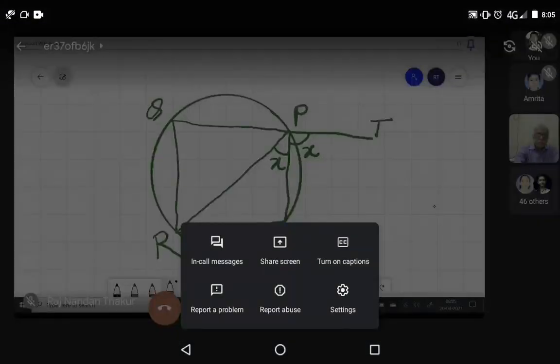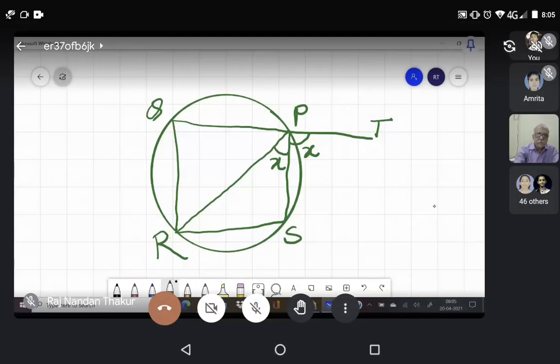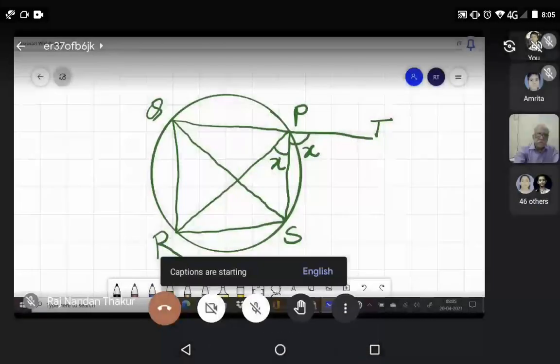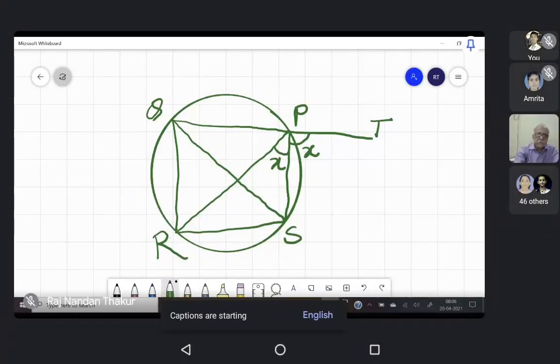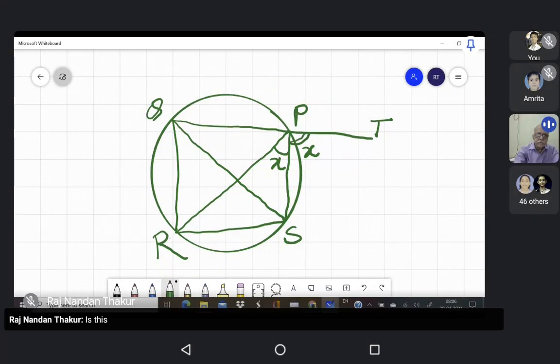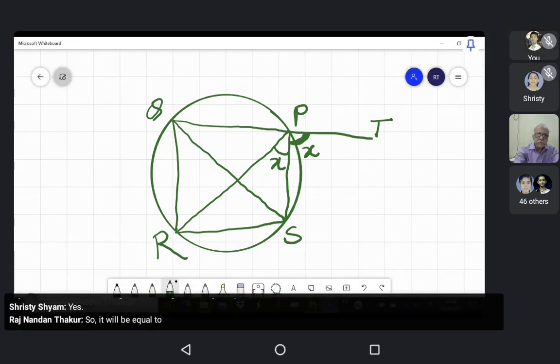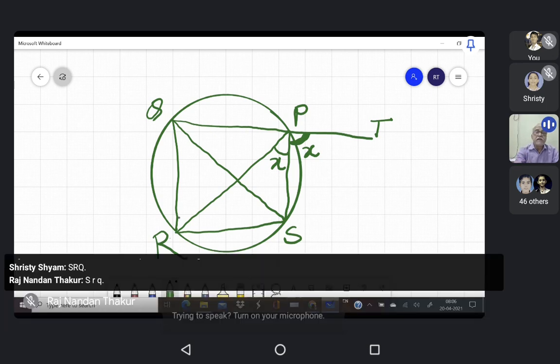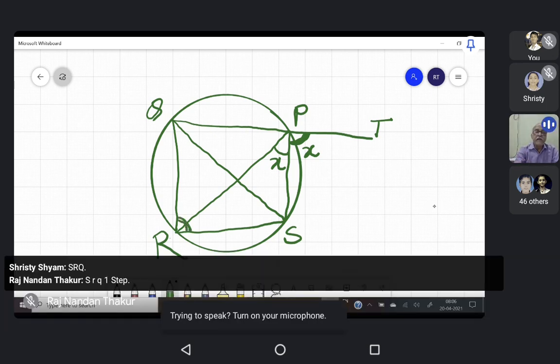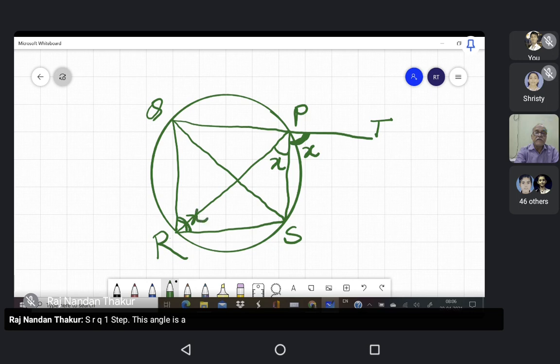SQ is equal to SR. It's very simple. Is this angle the exterior angle of the cyclic quadrilateral? Yes, sir. So it will be equal to which angle? SRQ. SRQ, one step. This angle is X.